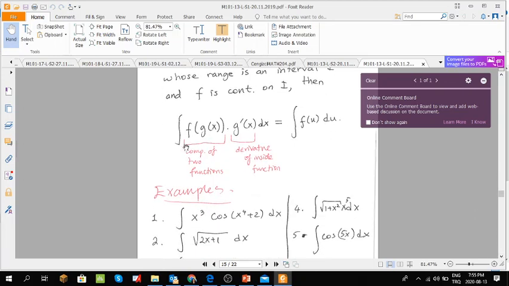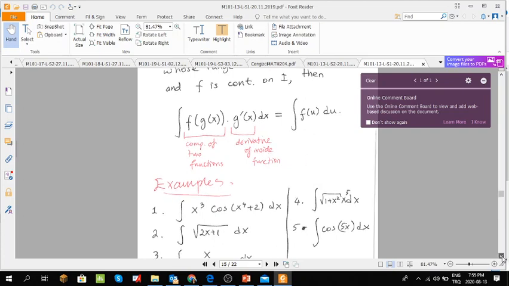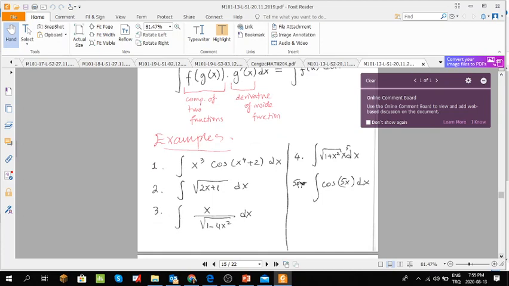As you see, this is the composition of two functions, and this is g prime of x dx, which is the derivative of the inside function. Let's give some examples. I have, I think, 5 examples here. You can see the examples here.